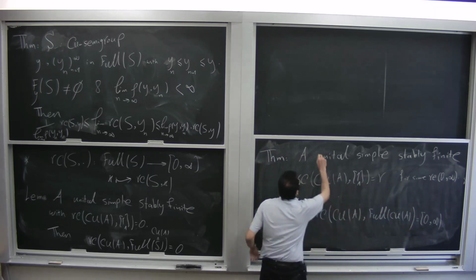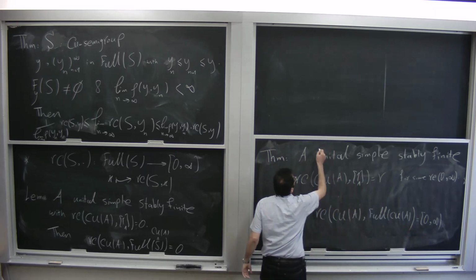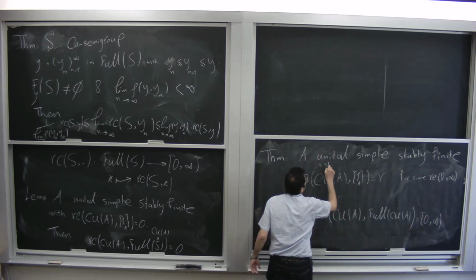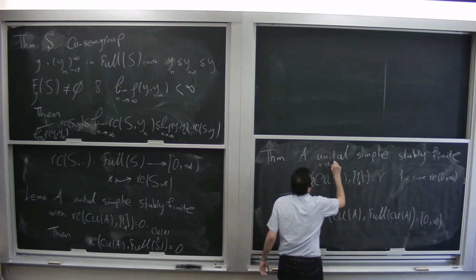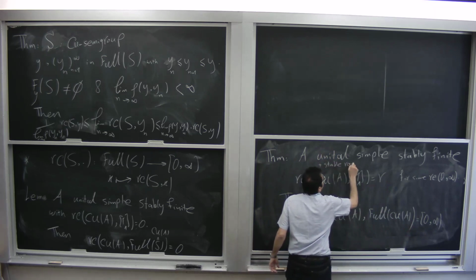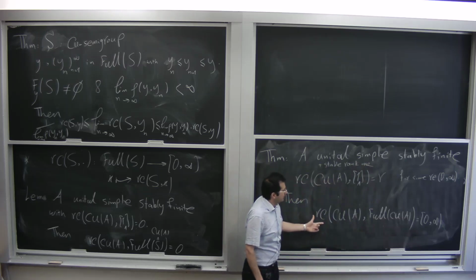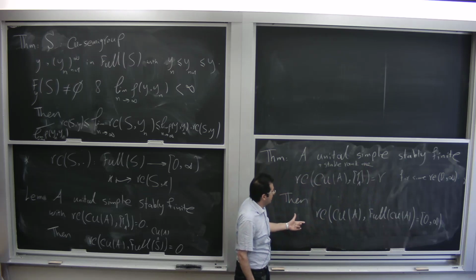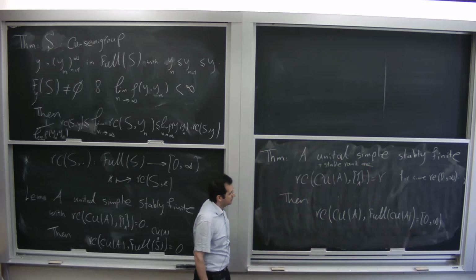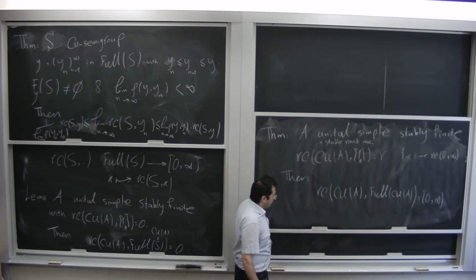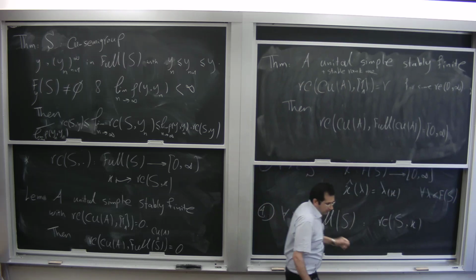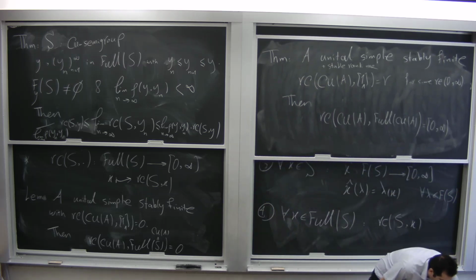So by the way, here I need one more assumption, namely stable rank 1, because in the proof of this theorem I use the positive answer to the rank problem for stable rank 1 C*-algebras. So you may ask, okay, what else?